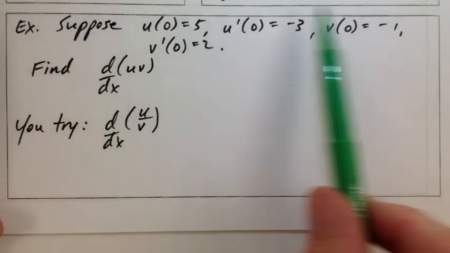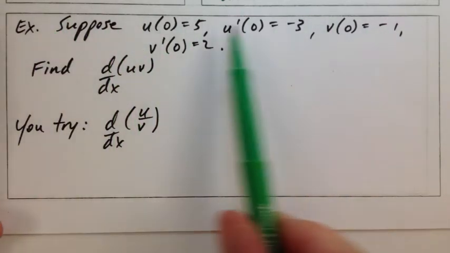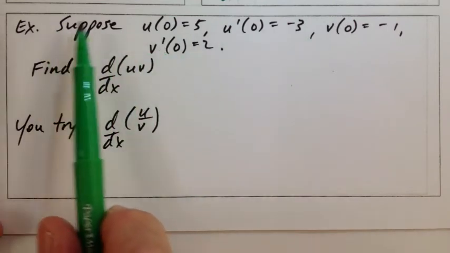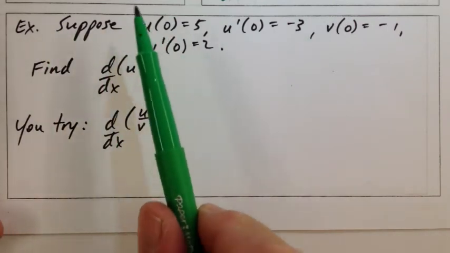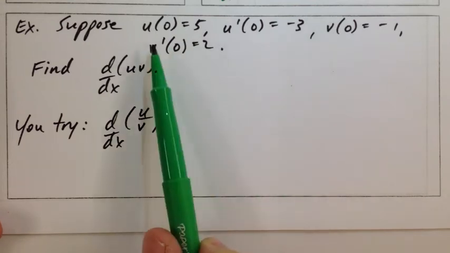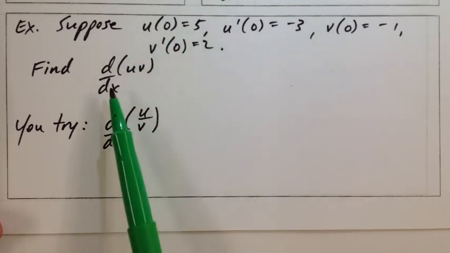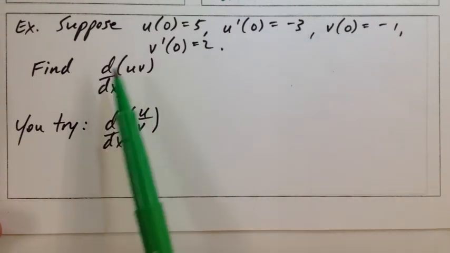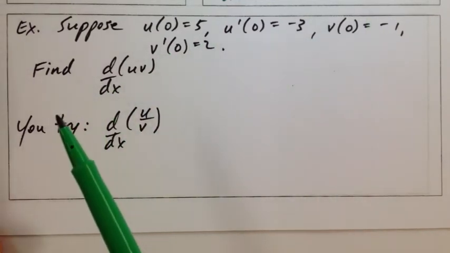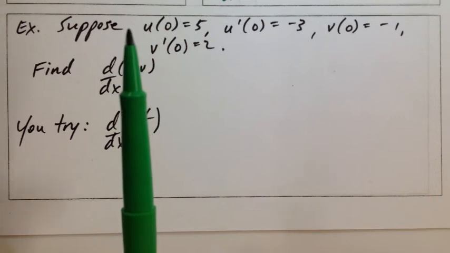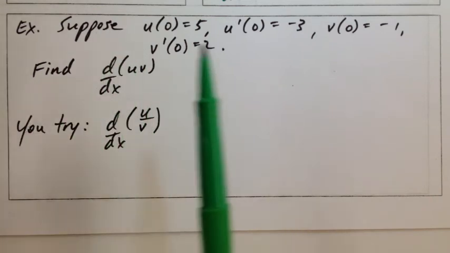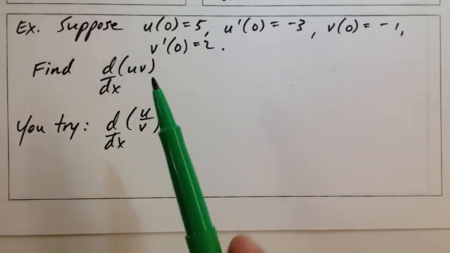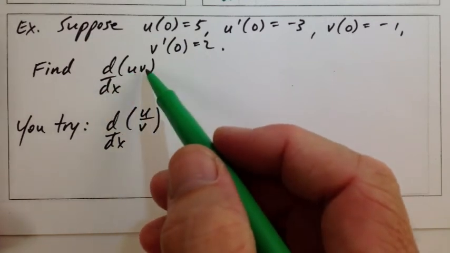I didn't write a couple other things that lead up to this particular problem, but the couple other things I'm talking about are that u and v are both functions of x, and the derivatives exist at 0. That's really basically all you need to know here: this function is differentiable at x equals 0, which means it's continuous there, and we can calculate the derivative of this product.